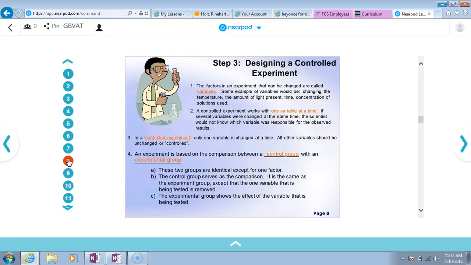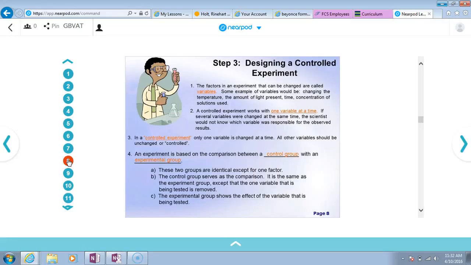Number 2 says a controlled experiment works with one variable at a time. If several variables were changed at the same time, the scientists would not know which variable was responsible for the observed results. So again, your experiment has to be controlled, and it has to be in order. You don't want multiple things happening all at one time. That would throw your data off and it would be hard to get results to come to a conclusion.